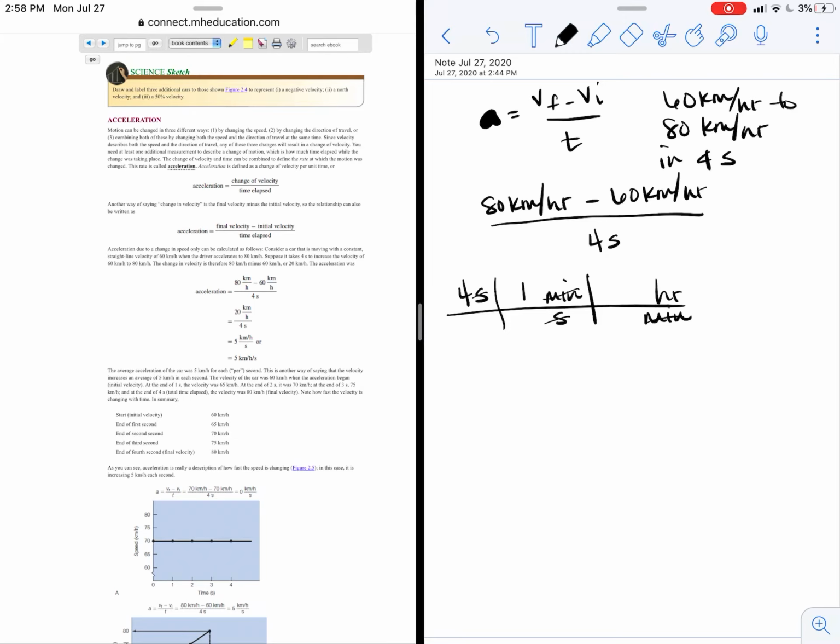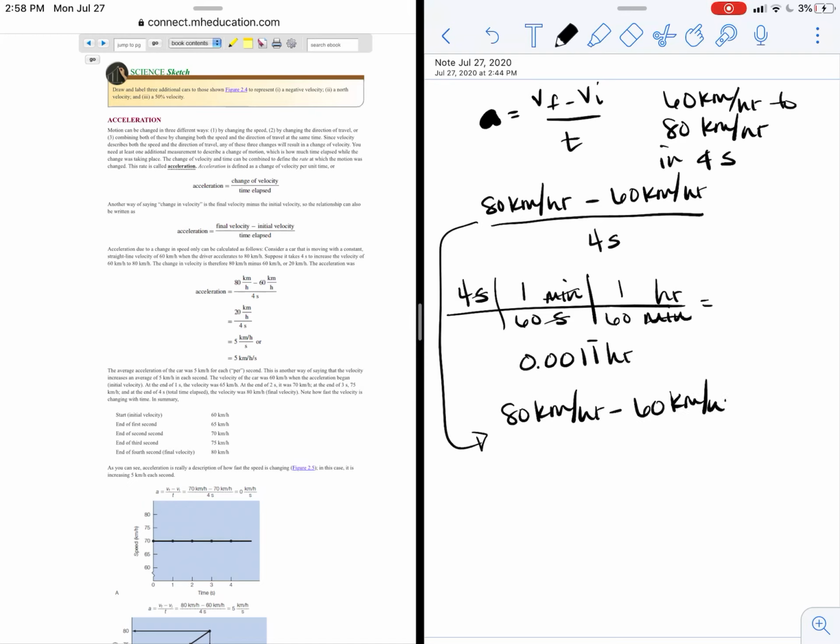But now I have to put some numbers in here. For every 1 minute, there's how many seconds? 60. For every 1 hour, there's how many minutes? 60. If I take my calculator, I just pulled out my phone, I get a really small number. It's like 0.0011 repeating. So I'm going to rewrite this now: 80 kilometers per hour minus 60 kilometers per hour divided by 0.0011 hours.